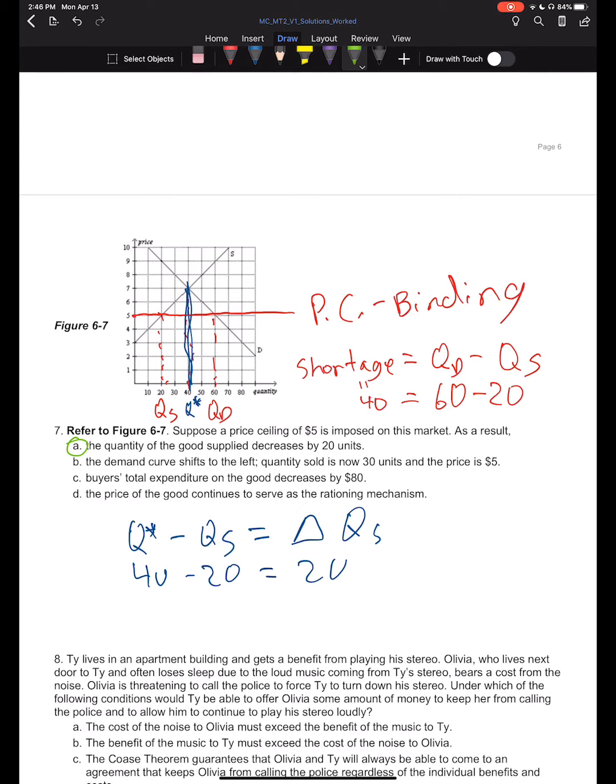Buyers' total expenditure on the good decreases by 80. Well, what is total expenditure? The total expenditure is how much money they spent on the good before. Well, how much money were they actually spending on this good before? Their total expenditure was actually this area, which is equal to total revenue, which is equal to price times quantity. So it would have been 7 times 40.